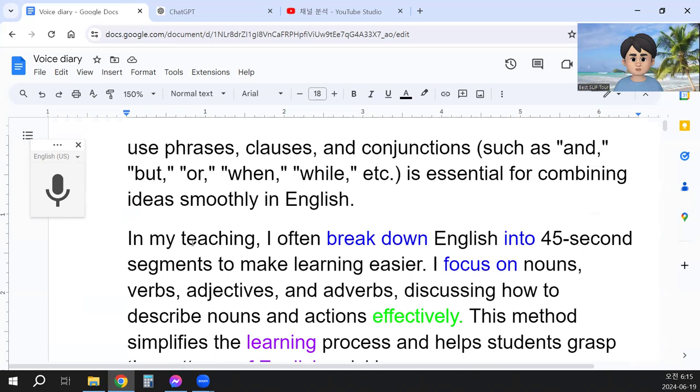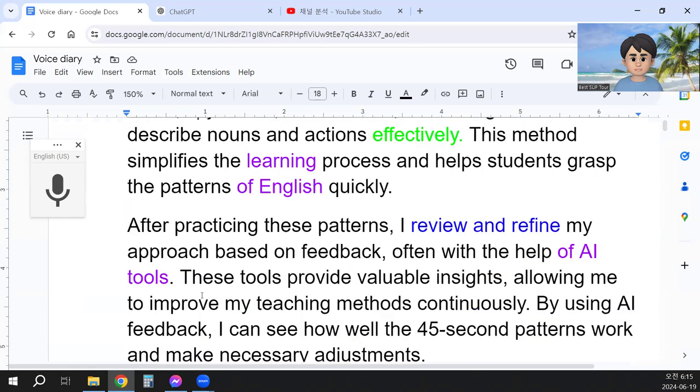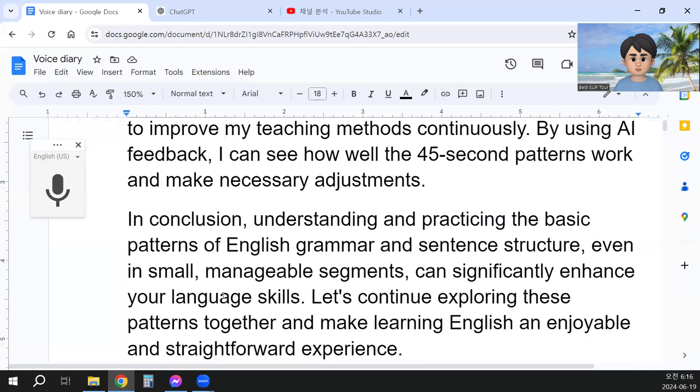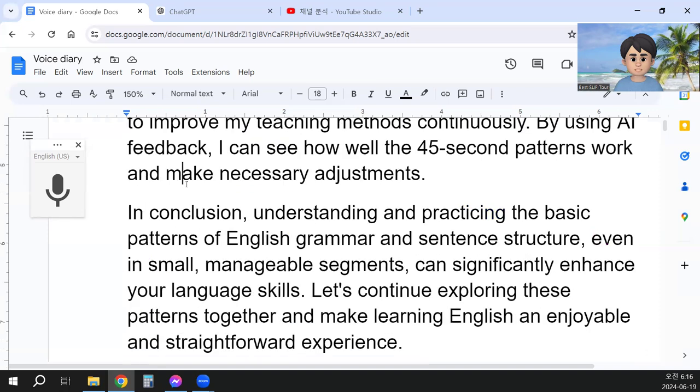In my teaching, I often break down English into 45-second segments to make learning easier. I focus on nouns, verbs, adjectives, and adverbs, discussing how to describe nouns and actions effectively. This method simplifies the learning process and helps to grasp the patterns of English quickly. After practicing this pattern, I review and refine my approach based on feedback, often with the help of AI tools. These tools provide valuable insight, allowing me to improve my teaching method continuously. By using AI feedback, I can see how well the 45-second patterns work and make necessary adjustments.